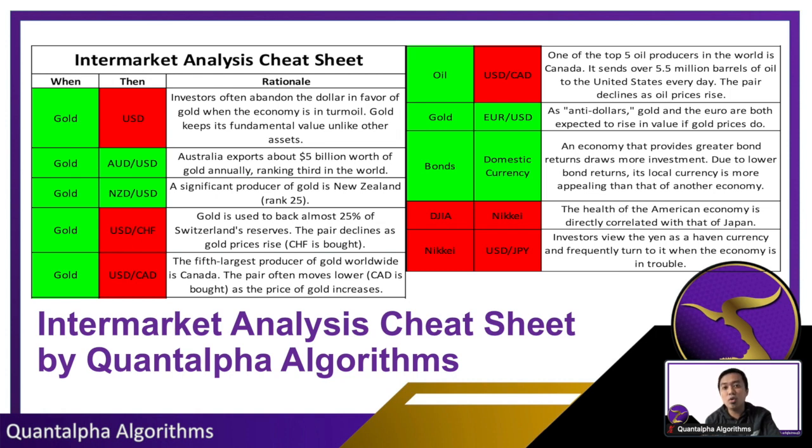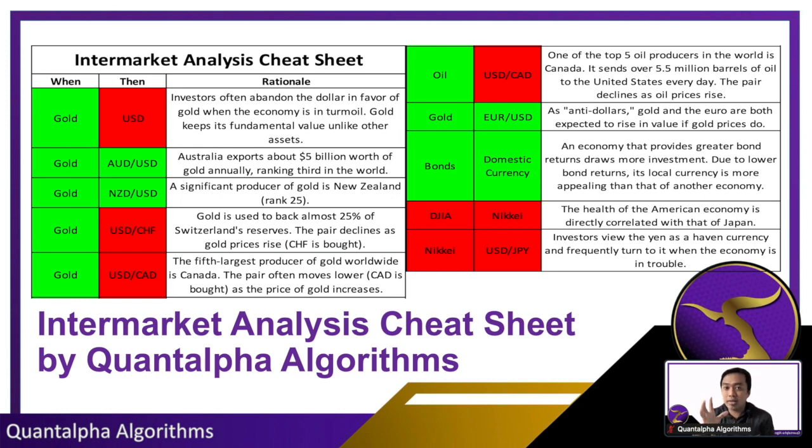Okay, another thing, gold and EUR/USD, they have the same direction. So they are directly proportional. Why? Because the euro and gold are generally considered as anti-dollars. As anti-dollars, gold and the euro are both expected to rise in value if gold prices do.